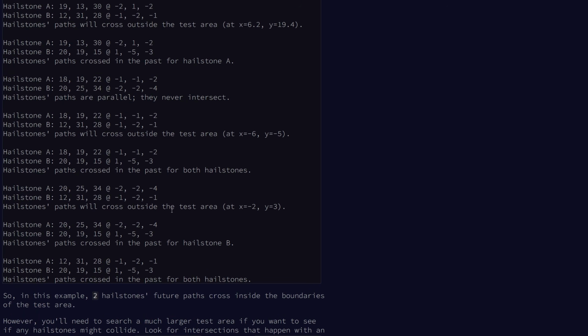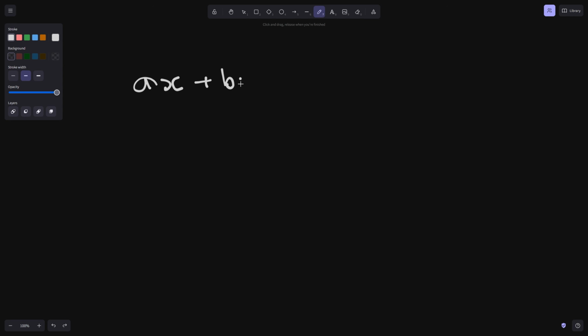So for this problem, I'll show you an easier and a harder way of doing it. So let's look at the harder method first. We're going to do some math to figure this out. So we're going to convert each hailstone into a line. And the way we're going to do that is we're going to represent it in standard form, which is in the form ax plus by is equal to c for some constants a, b, and c. So how do we determine this?